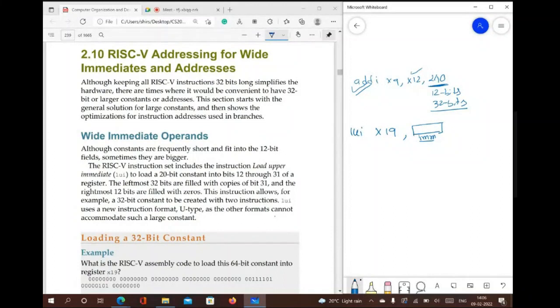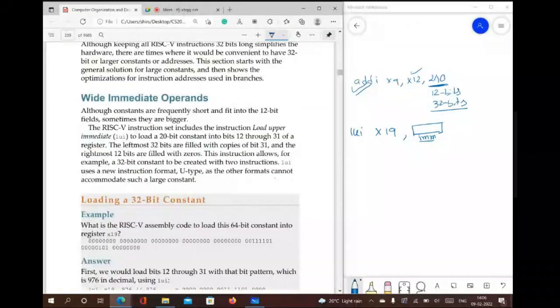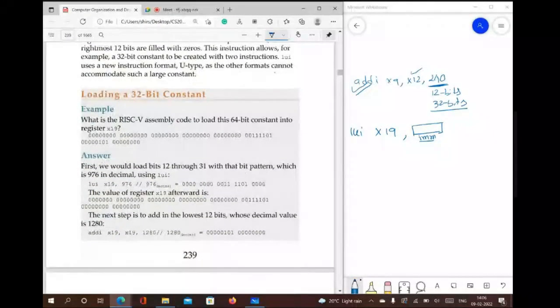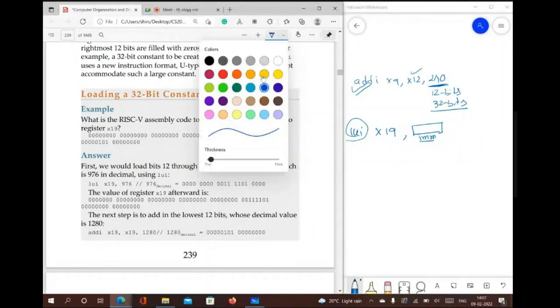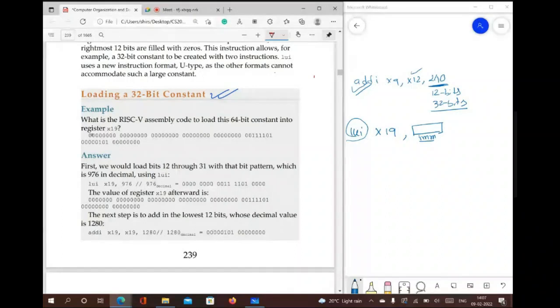The process I need to explain here. Instead of writing a separate example, I'll use the example that is given in the book, loading a 32-bit constant. How to load a 32-bit constant to a register using this lui instruction. Let us remove this, because the number they are showing here is a 64-bit constant. Let us concentrate on a 32-bit constant. The remaining thing is a 32-bit constant, right?